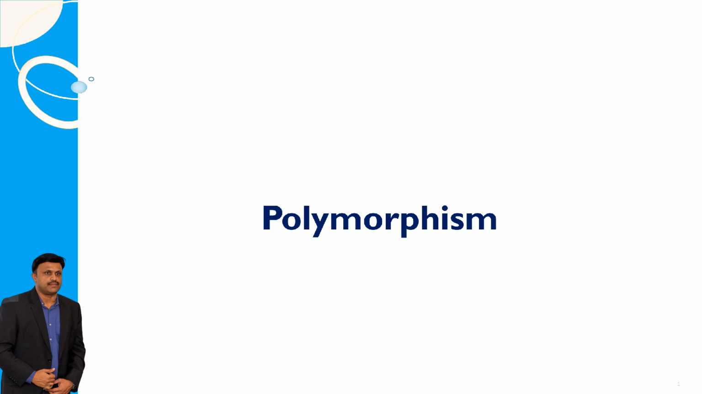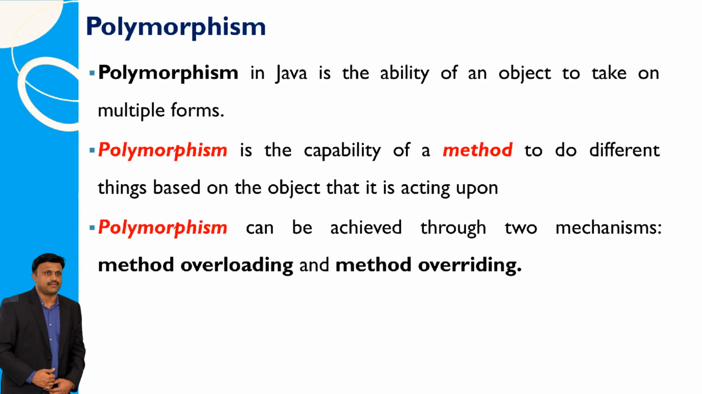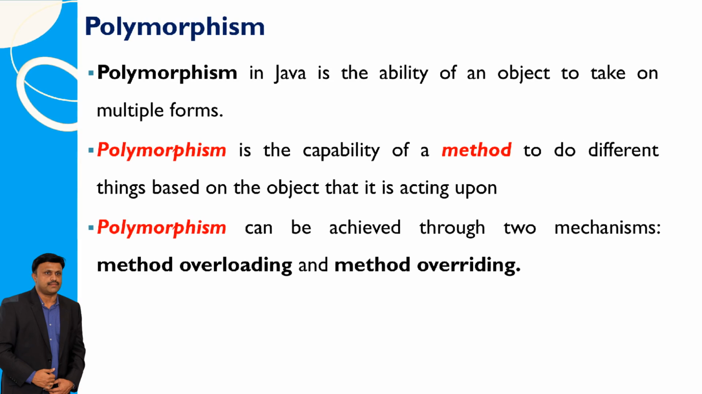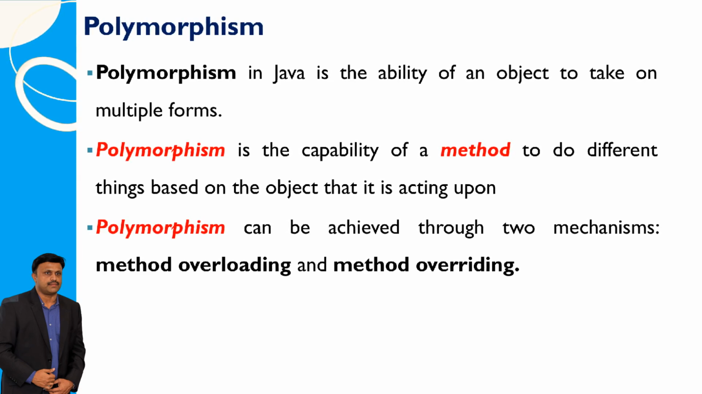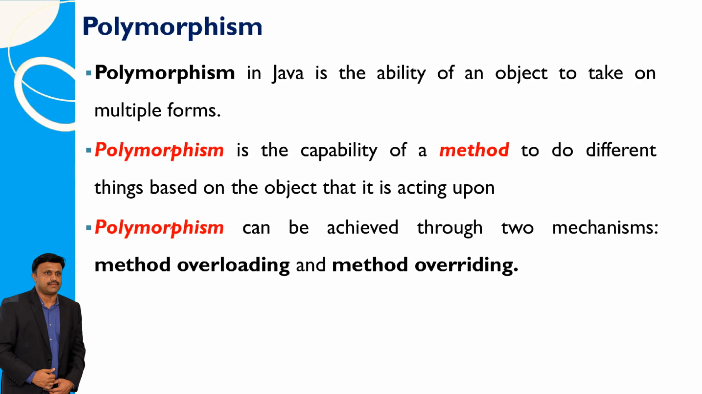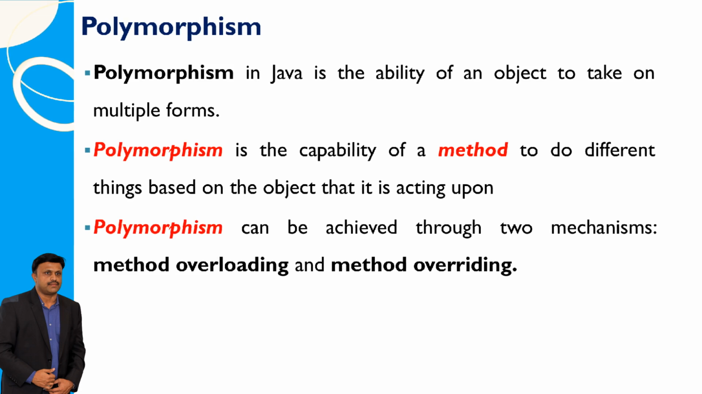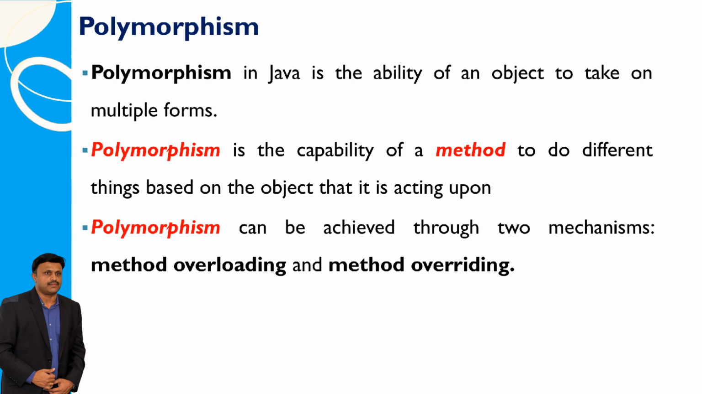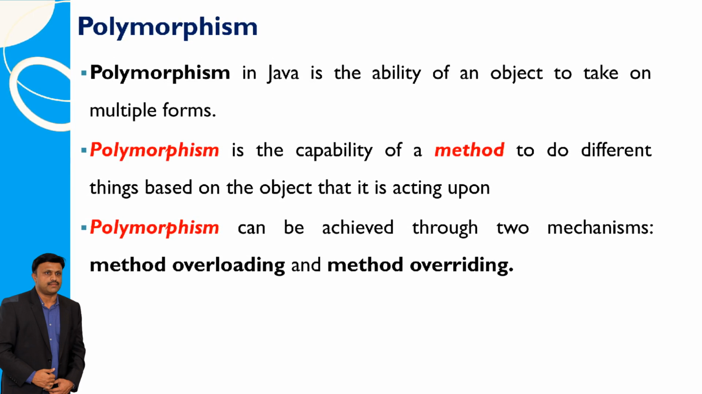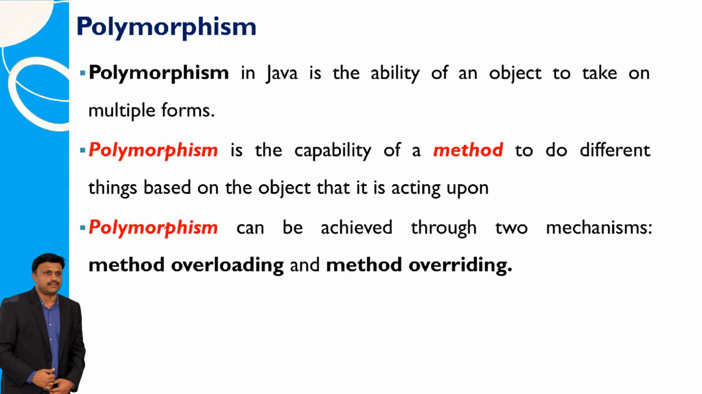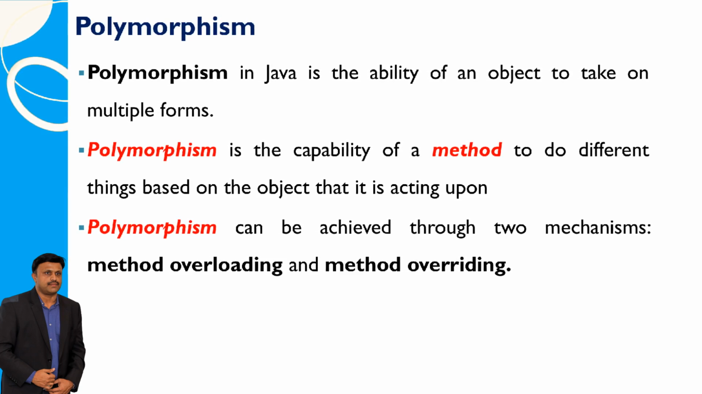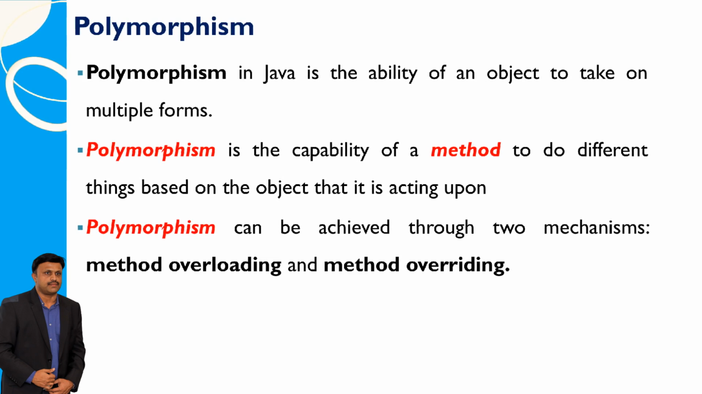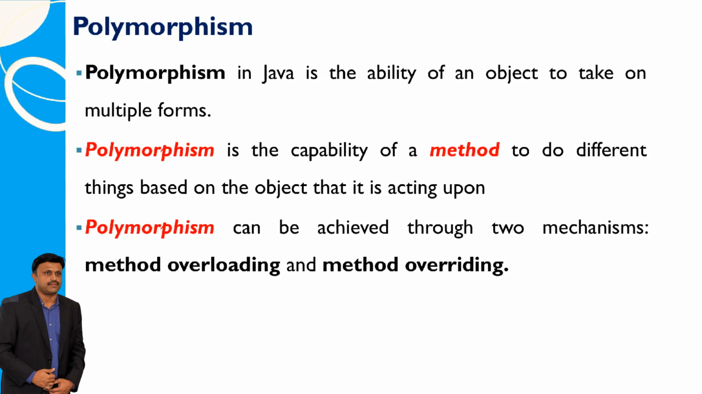Java polymorphism. Polymorphism in Java allows an object to take on multiple forms, enabling methods to perform different actions depending on the object they operate on. This concept is implemented through two mechanisms: method overloading, where multiple methods with the same name but different parameters are defined, and method overriding, where a subclass provides a specific implementation of a method already defined in its superclass.